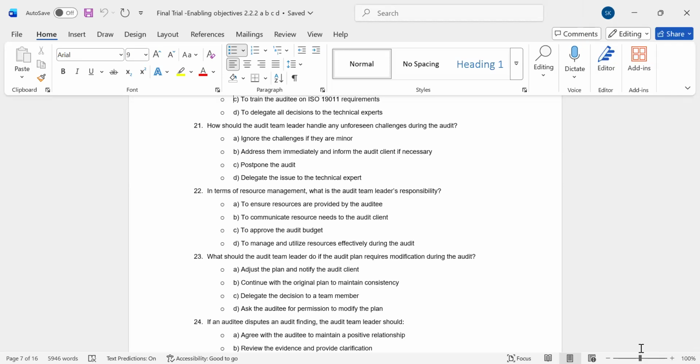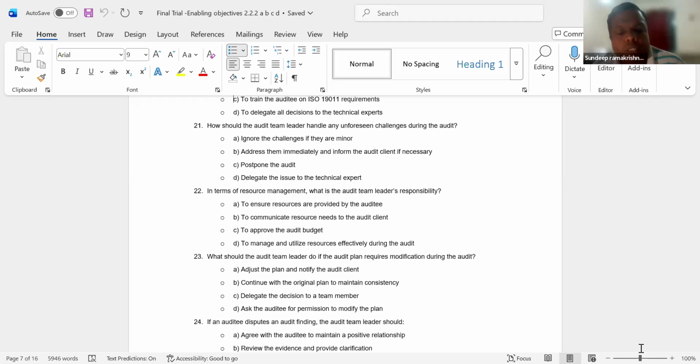Question number 21 to 25. How should the audit team leader handle unforeseen challenges during the audit? A. Ignore the challenges if they are minor. B. Address them immediately and inform the audit client if necessary. C. Postpone the audit. D. Delegate the issue to the technical expert. B. Address them immediately and inform the audit client if necessary. Right answer. Anybody? Any other answer? No, sir. Right. Okay, next.